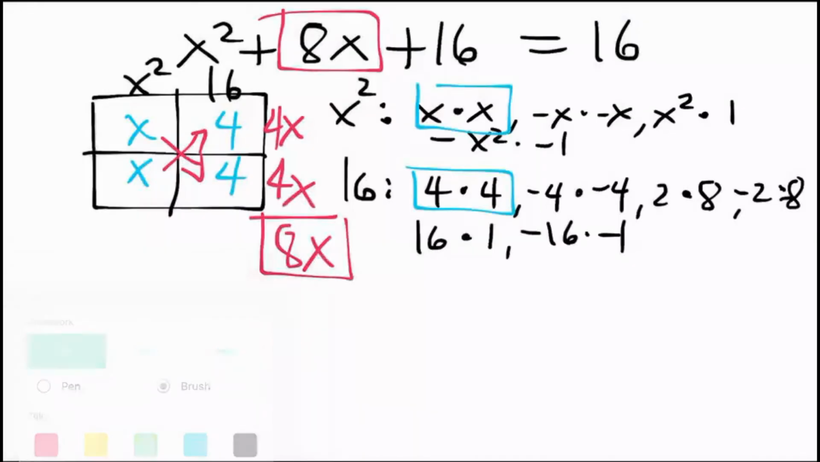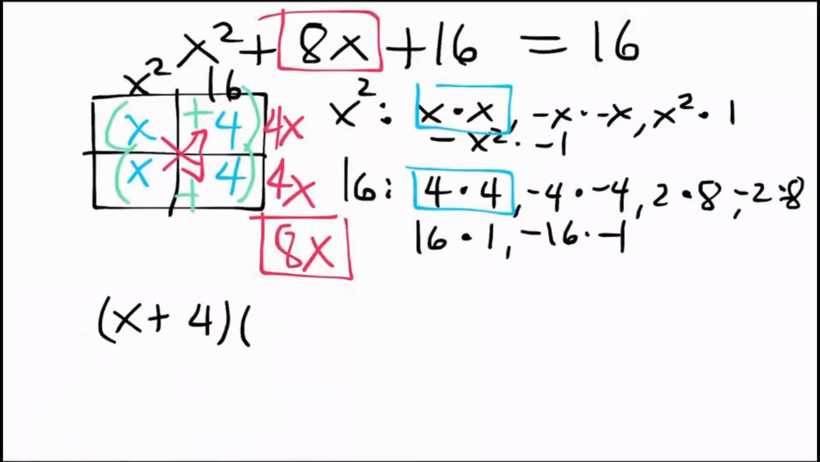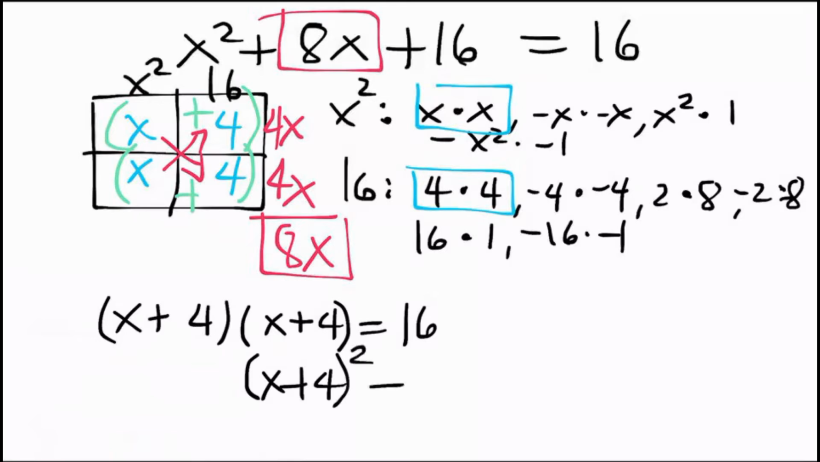So we just put parentheses and identify the sign for 4, which is positive. Therefore, our factored form is x plus 4 multiplied by x plus 4 is equivalent to 16. As you observe, x plus 4 and x plus 4 are the same, so we can simply rewrite it as x plus 4, and since there are two of them, we write squared. Then 16.